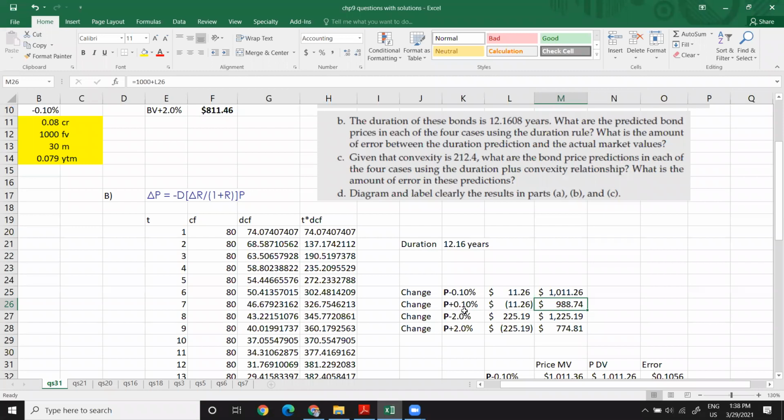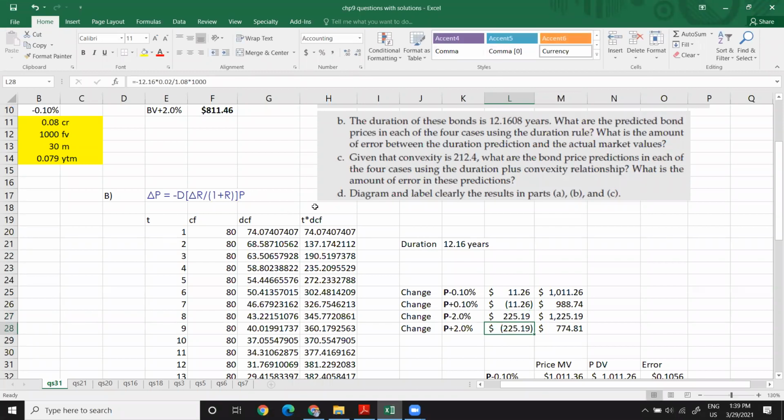So if the percentage change in yield increases, that will cause my change in the price to go down. And my bond price, using the prediction formula of price with duration, the duration prediction as we call it, will have this amount. If it's plus or minus 2%, the bond value will be equal to this. So starting from 1,000, the change in here. So that is how these changes are estimated using this formula.